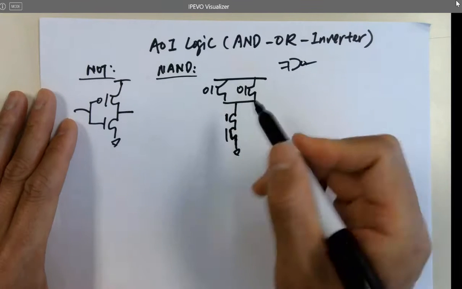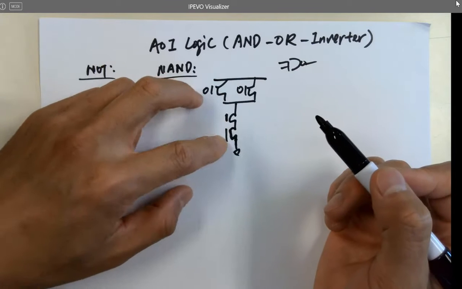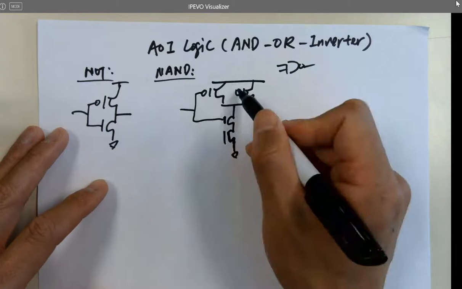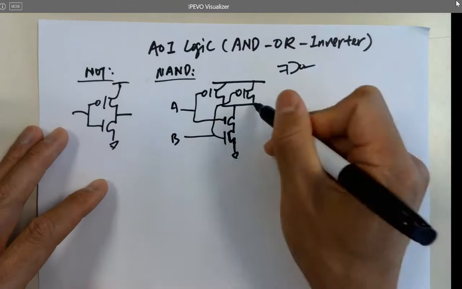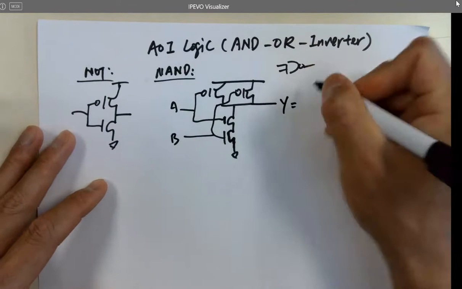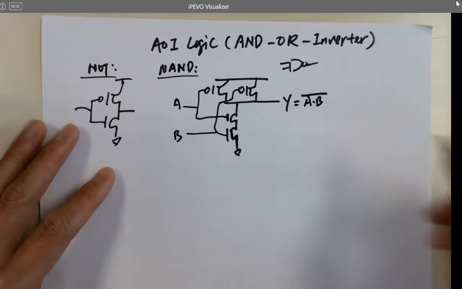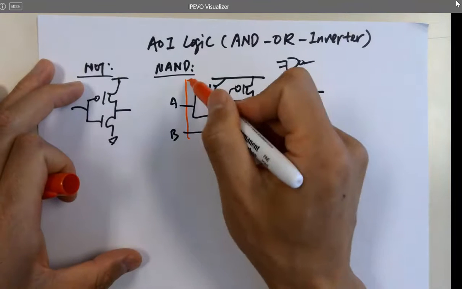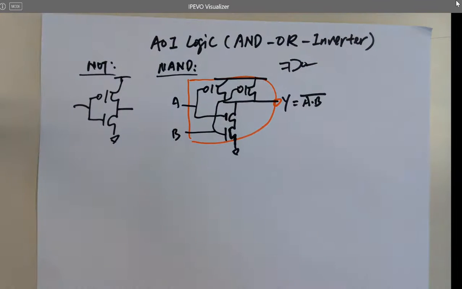One quick question here. Does it matter which one I shorted together, if I short these 2 or these 2 together? It doesn't matter. We'll see why. Okay, it's A, B, and this is Y. So Y equals not (A AND B). So that's the NAND gate. And why do we design the NAND gate in that way?